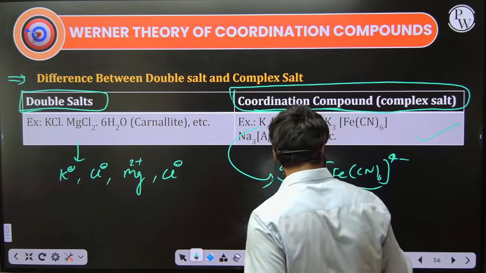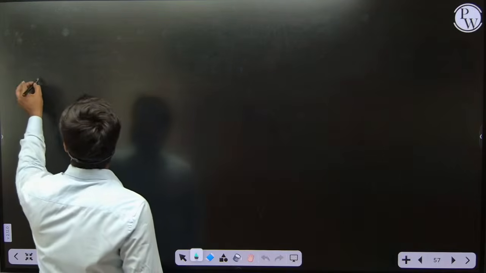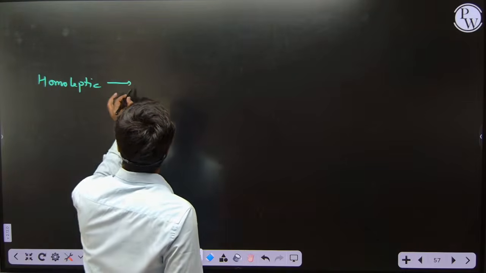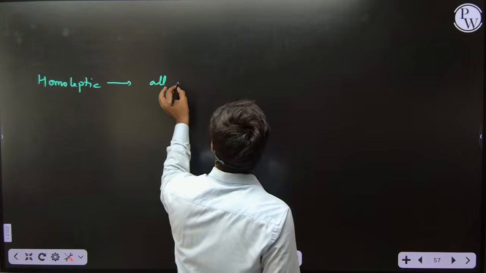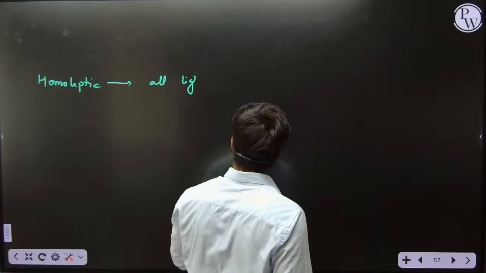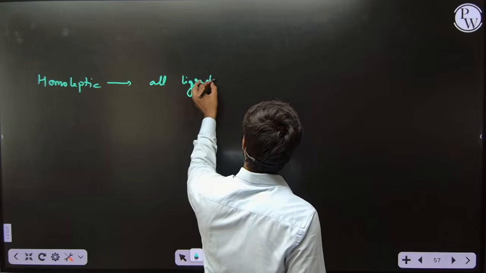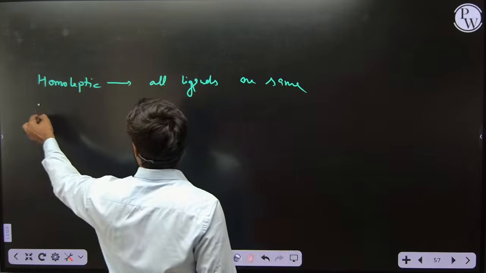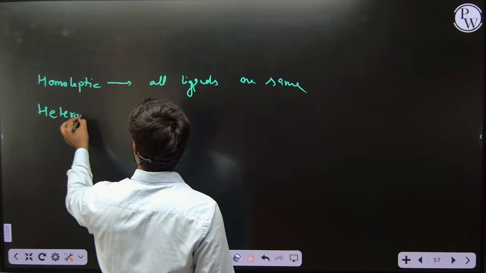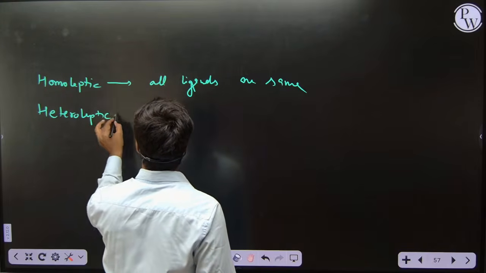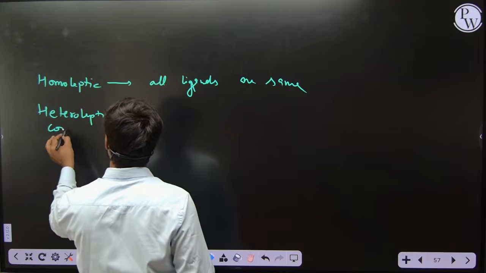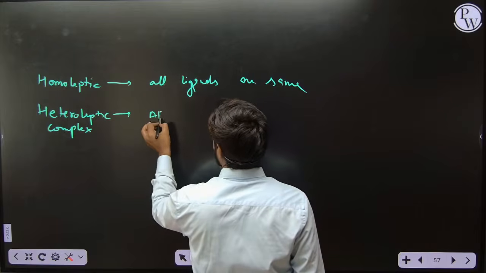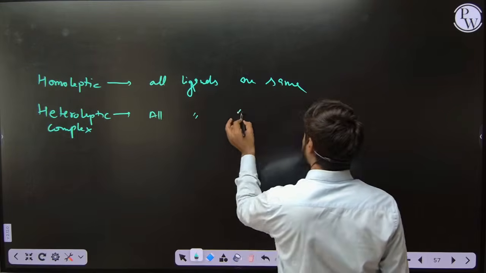Next are homoleptic and heteroleptic complexes. So what is a homoleptic complex? If all ligands are the same, then it is homoleptic. And another term is heteroleptic. So what is a heteroleptic complex? Heteroleptic complexes are those complexes where all ligands are not the same.